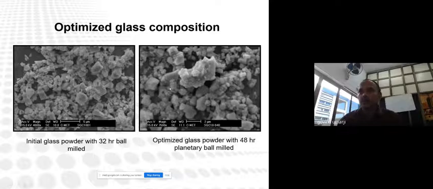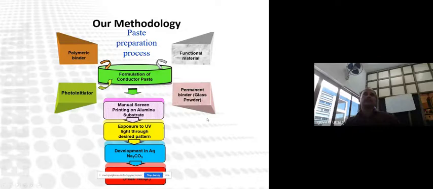Once it is crushed in a ball mill, we need to find out the size of the glass particles. After the initial 32-hour ball mill, we got this particle size, and after 48 hours, we got our particle size in the range of 2 to 3 micron.